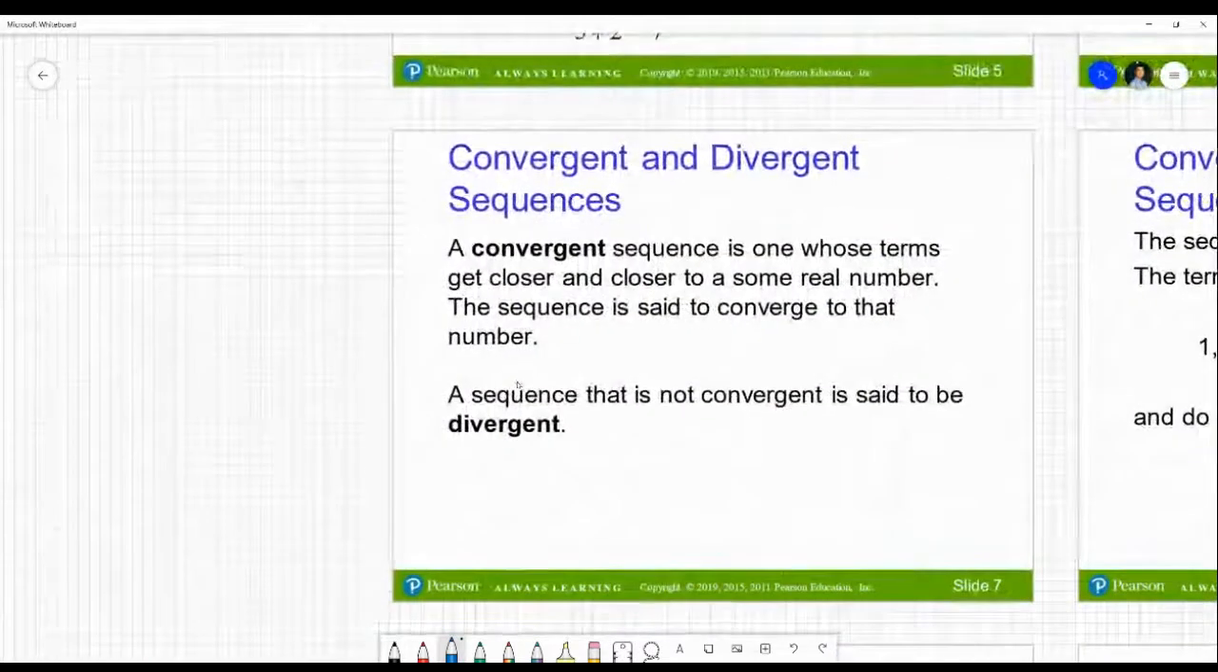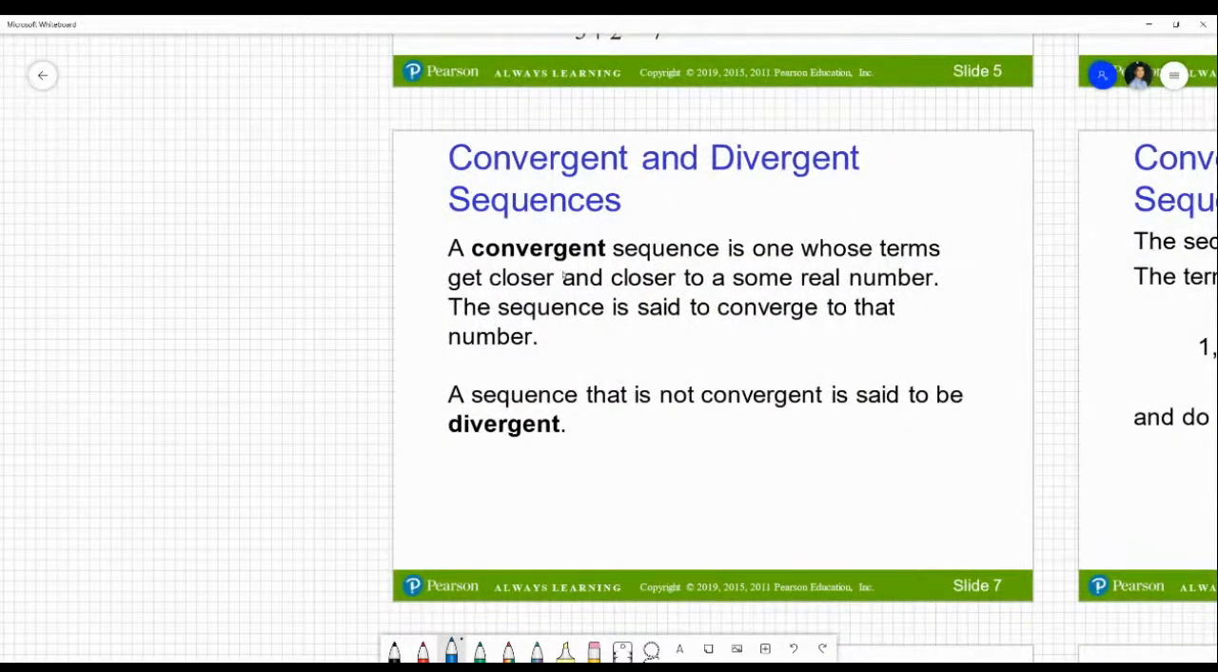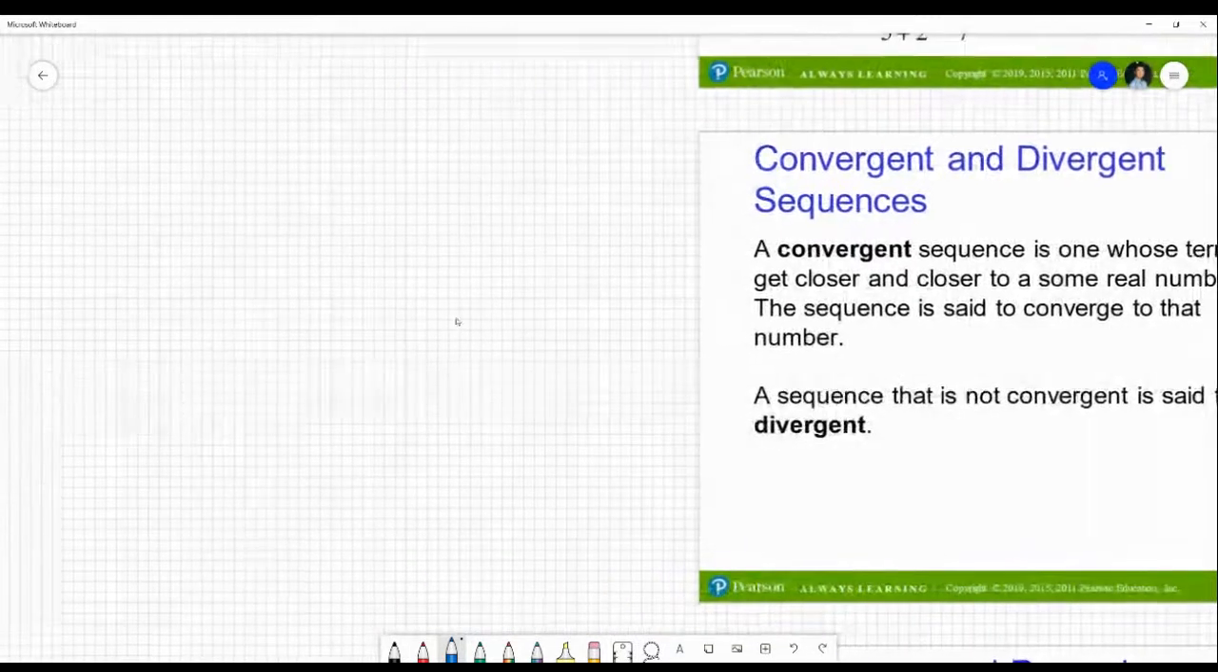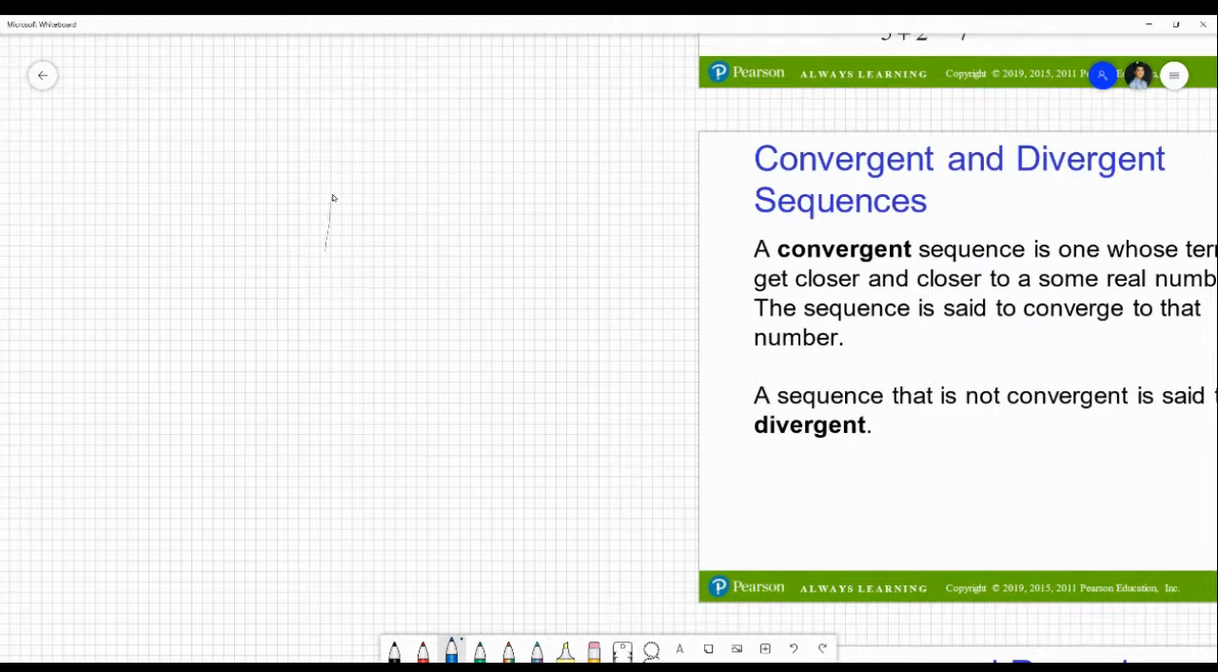All right, convergent and divergent. When we're talking about convergence of a sequence, we're talking about the values in the sequence getting closer and closer to some real number. So we say it converges to that number. Let's look at a graph to be able to understand this. Remember that the graph of a sequence is just a bunch of points. So here, if I draw a bunch of points, you can have an idea.